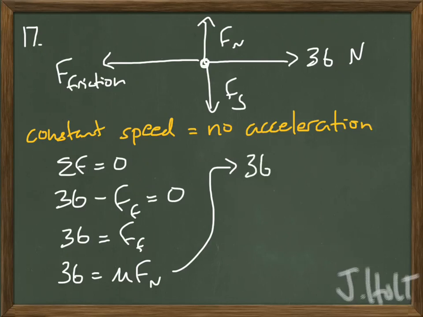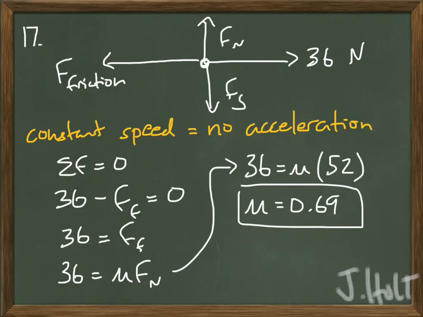Okay, so anyway, let's plug in some numbers here. We don't know what mu is, but we know what the normal force is. It's given in the problem. It says we have a 52 Newton sled, that's the weight of the sled, and the weight is equal to the normal force. Now we can solve for mu, and we get 0.69.